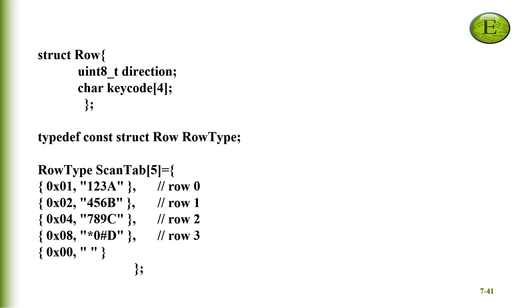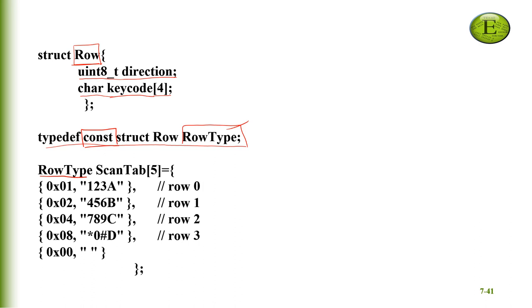Next task is to define an appropriate data structure to enable the key scan. In this case, we have a struct called row, which has two variables, the direction and the key code variable, which is an array containing four characters. So the key code array contains four characters, and the direction variable is an unsigned byte variable. We're going to define a constant struct of row type. It has been declared as constant and type defined, and whatever instantiation takes place regarding this row struct will happen with the type defined row type.